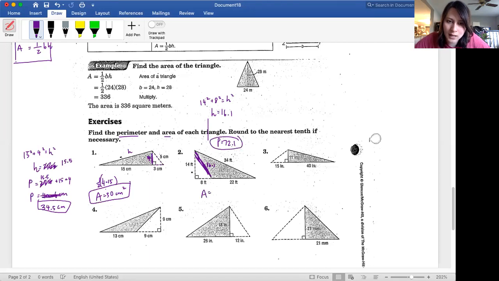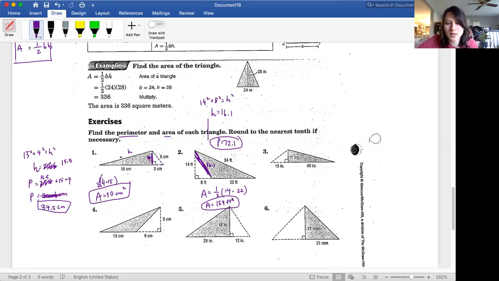Okay, the area. I'm given the height here, it's 14. So remember the height is always perpendicular to the base. And even if they're not connected, it has to be perpendicular. So 1/2 times the base times height, so 14 times 22. And so we have 22 times 14 times 1/2, which is 154. So the area equals 154 square feet.